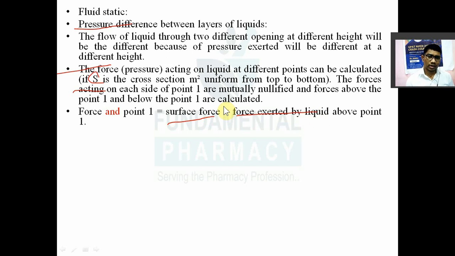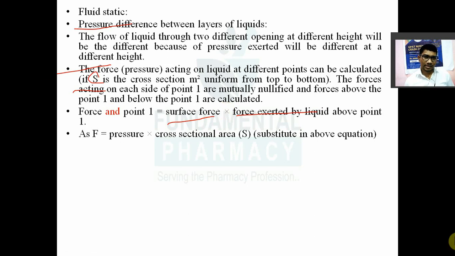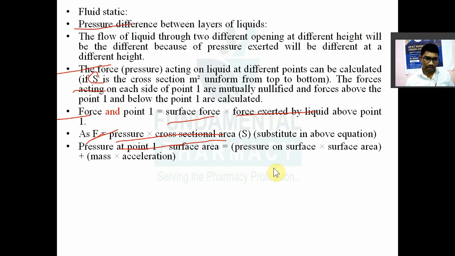So force or pressure at point 1 कैसे कैलकुलेट करेंगे, सरफेस फोर्स इनटू फोर्स एक्सर्टेड बाय लिक्विड अबव द पॉइंट, उसको ऐसे भी लिख सकते हैं एज प्रेशर इज इक्वल टू, प्रेशर का फॉर्मूला होता है क्रॉस सेक्शनल एरिया, ओके, मतलब फोर्स इज इक्वल टू प्रेशर इनटू क्रॉस सेक्शनल एरिया. तो फोर्स एट अ पॉइंट 1 will be written in a different way, like substituting the force term, फोर्स जो टर्म है उसको सब्स्टिट्यूट करेंगे अपन प्रेशर इनटू क्रॉस सेक्शनल एरिया, ठीक है. सो ऐसा आएगा प्रेशर एट अ पॉइंट 1 इज इक्वल टू pressure at point 1 into its surface area.